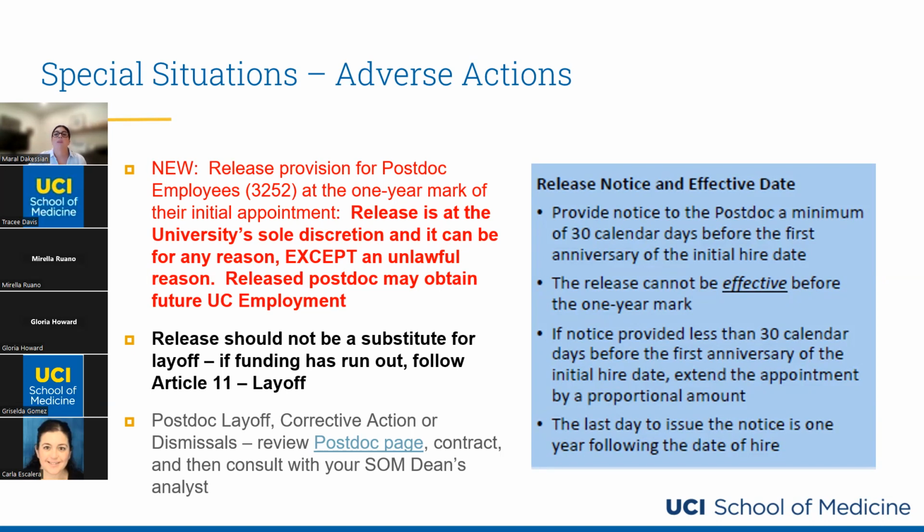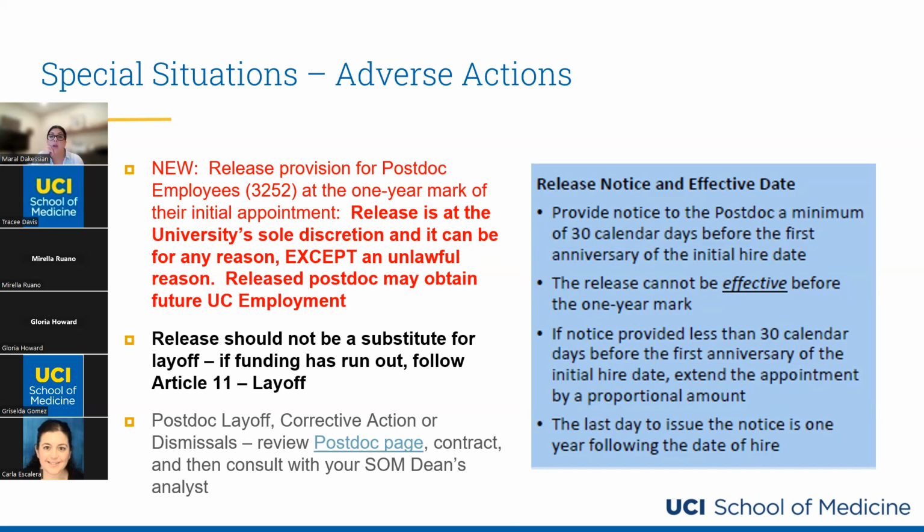There are some provisions that I've listed on the side about how you go about releasing somebody within that first year. They require notice with a minimum of 30 calendar days before the first anniversary date. The release cannot be effected before the 1 year mark. So let's say their first year ends on June 30th. You have to notify them at least 30 days before that date, and you can't release them on June 29th. They have to be released on June 30th.